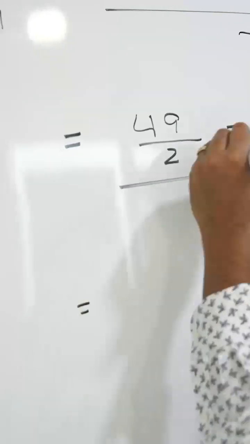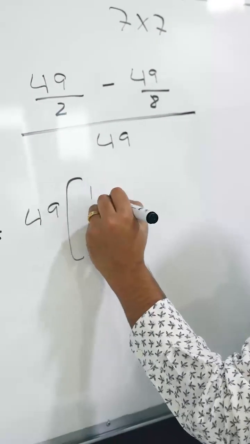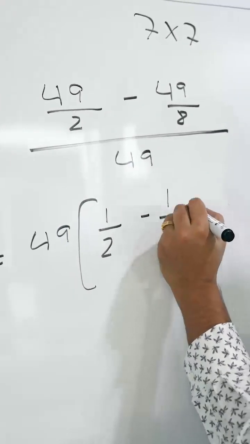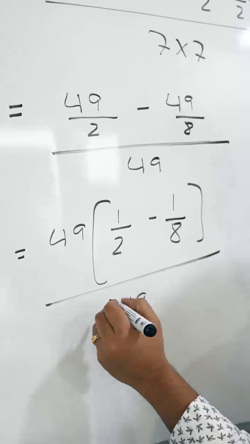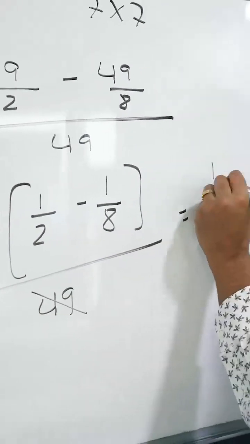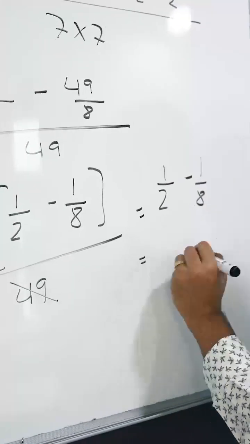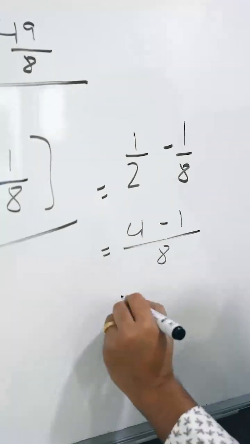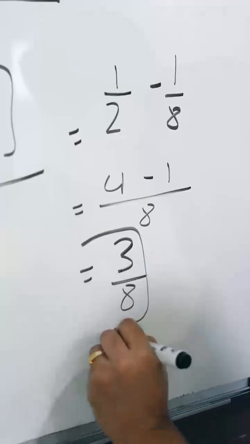Now what will I do? I will take 49 common from the numerator. So I will be left with 1/2 minus 1/8 over 49. Now this 49 and 49 cancels out. I'll eventually be left with 1/2 minus 1/8, which, if I take an LCM, is 4 minus 1 on the top, and this is nothing but 3/8. So guys, this is my answer.